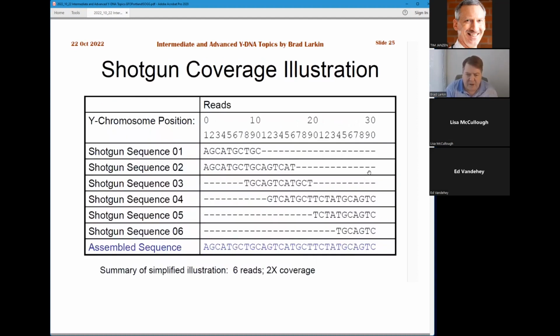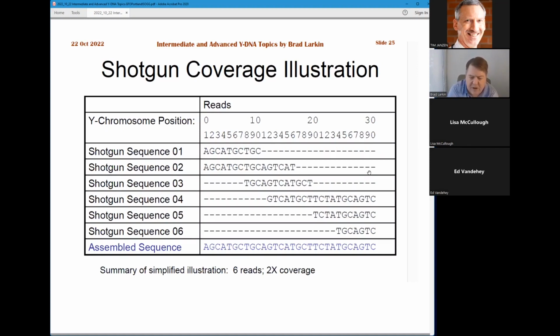Here's an example of kind of what we're talking about. So for a given set of Y chromosome positions at the top, here's 0 to 30. Each shotgun sequence might have a part of that. Sequence 1 has the first 10 markers. Sequence 2 has 15, 3, 4, 5 covers different.